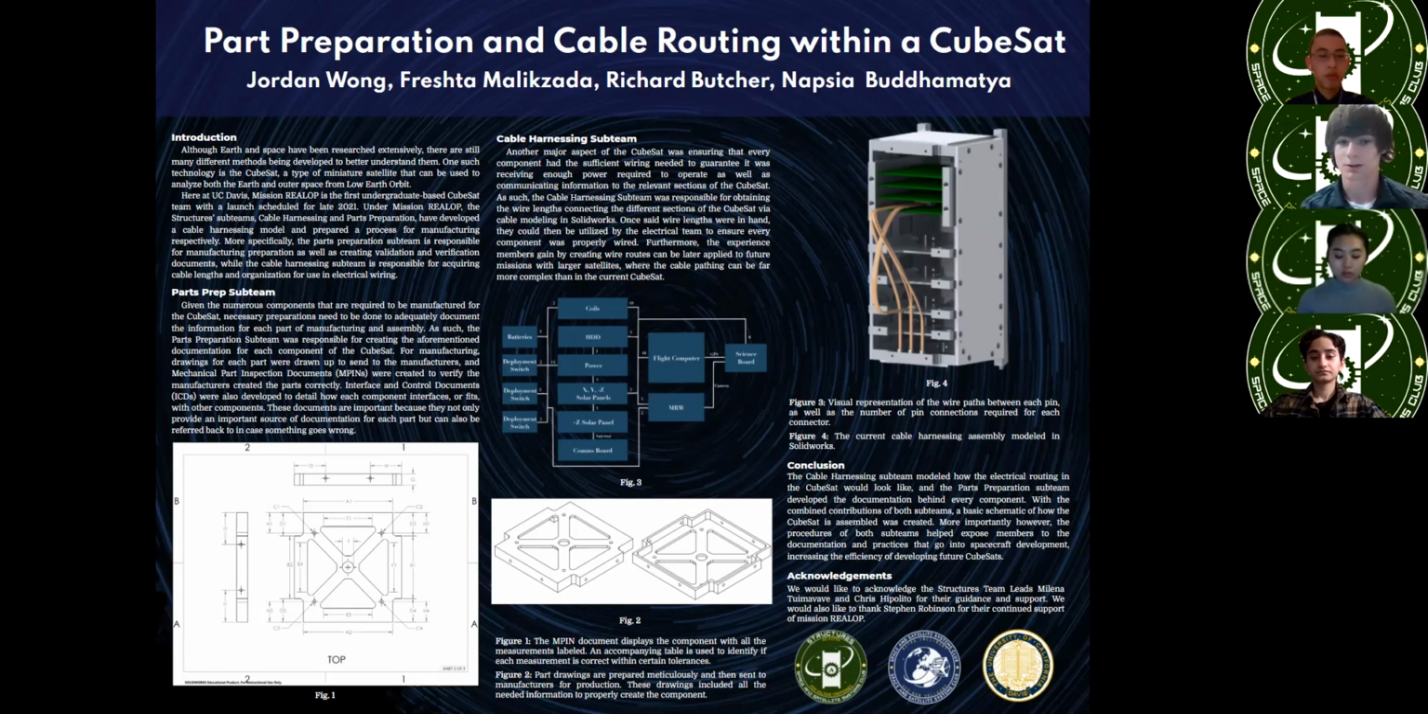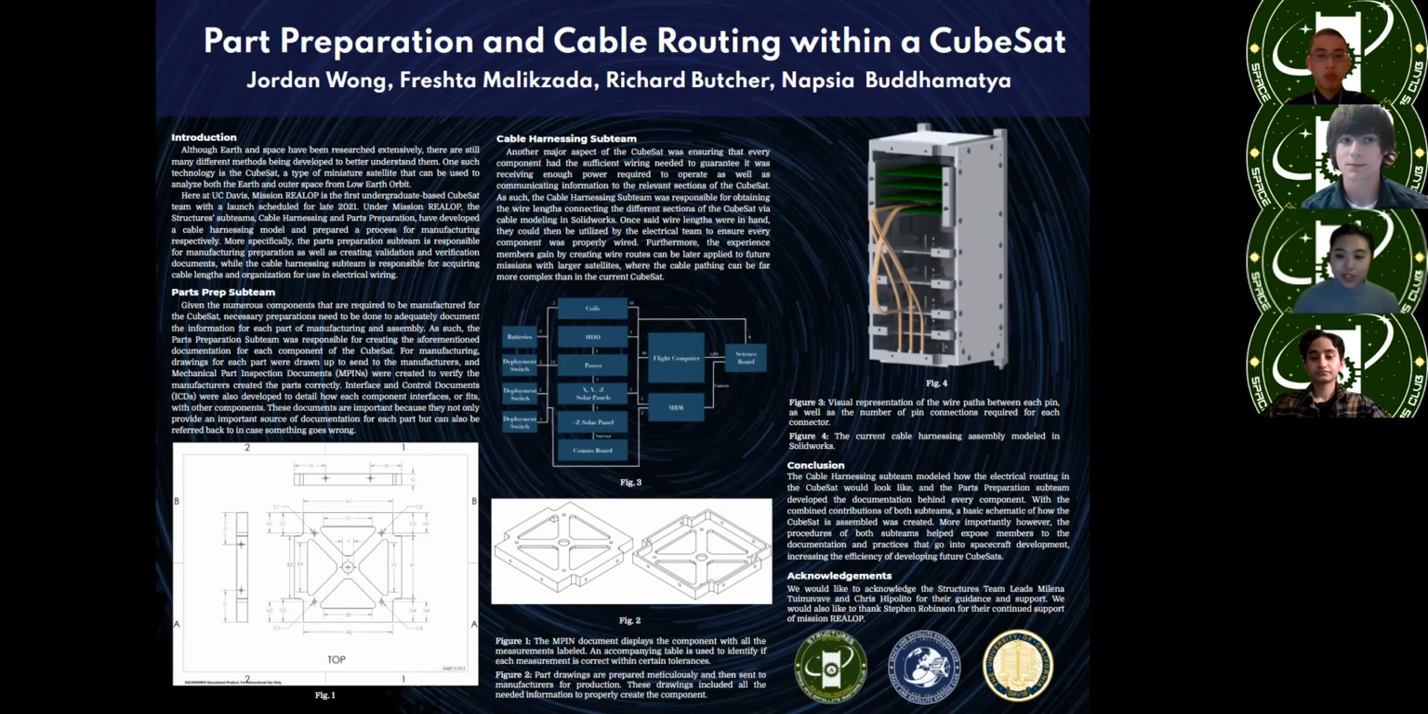These documents also include numerous other things, such as its relevance to the mission, its mechanical interfaces, and its electrical requirements. And these documents need to be handled with extreme precision when writing, so when the person is reading it, they can fully understand how this part is incorporated into the CubeSat. And I'll pass it over to Napsia to talk about the cable harnessing.